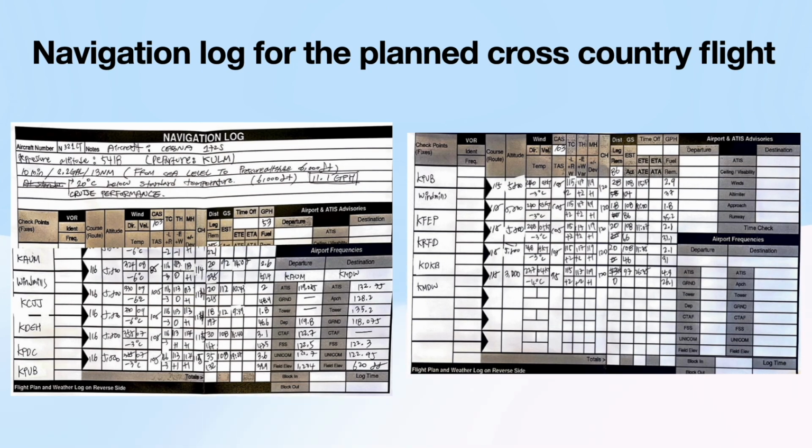And here is the navigation log for the planned cross-country flight. I will not go into details for this slide, but I want to point out that our initial heading is 116 and our next heading, which is our final heading as well, is 115. Which means we keep heading in a southeast direction.